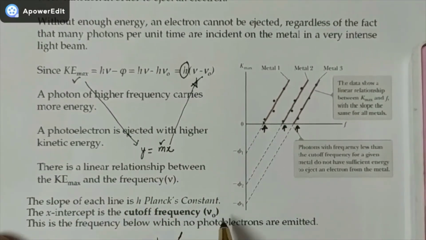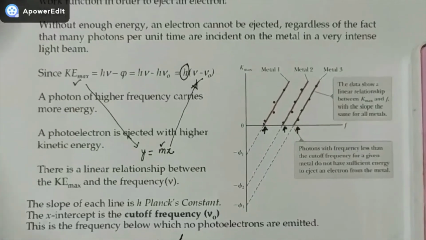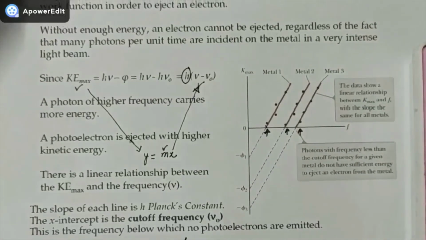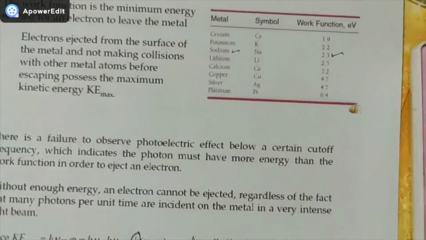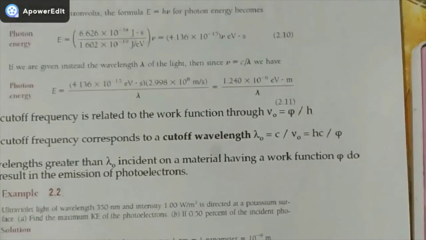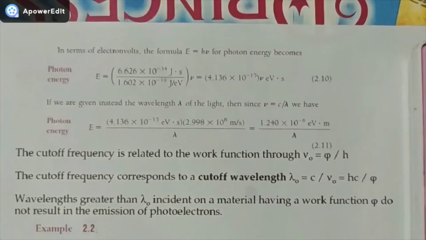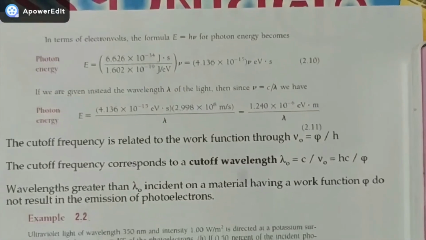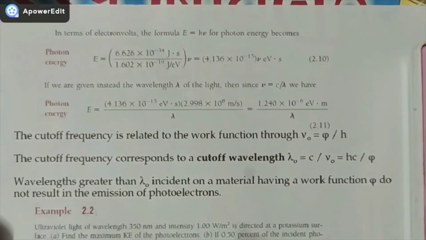X-intercept is the cutoff frequency nu naught, and this is the frequency below which no photoelectrons are emitted. So this is what we know about the photoelectric effect, which can be explained on the basis of the quantum theory of light.